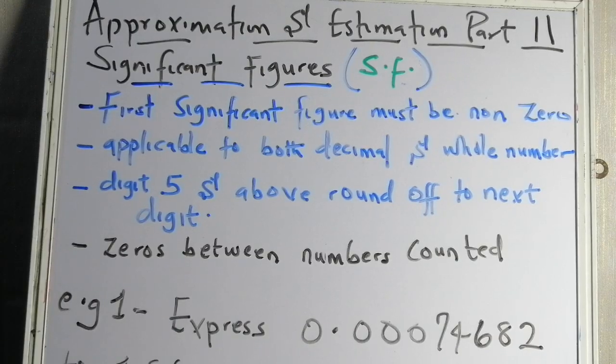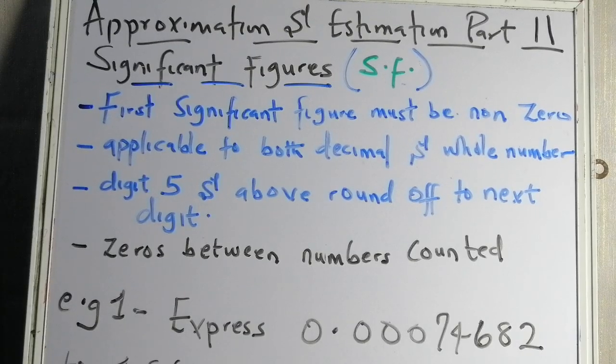Most of the time, you might not see it written in full, but you will see it written in short form, S.F. Please, you need to note one or two things on significant figure so that we won't mix it up with decimal numbers. The first significant figure must be a non-zero. In decimal we can count 0, but in significant figure you cannot count 0. The first one you need to count must be a non-zero, must be a figure.